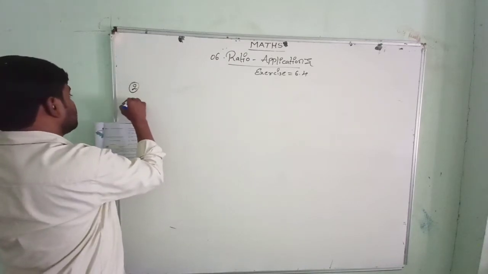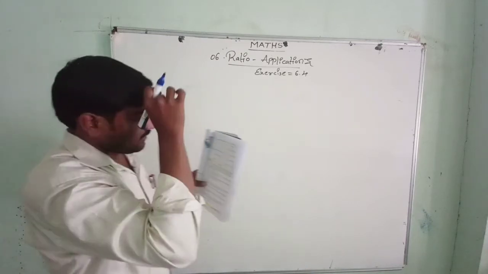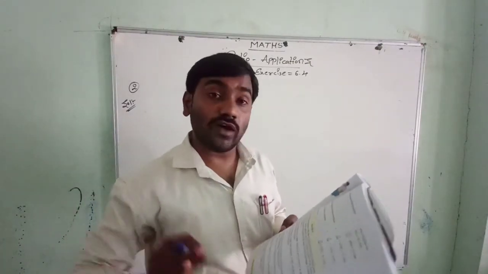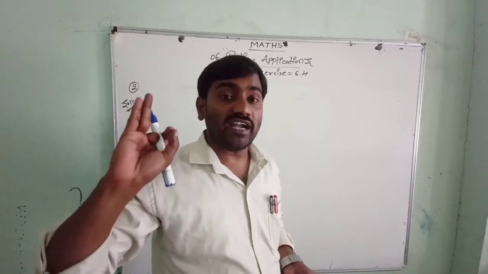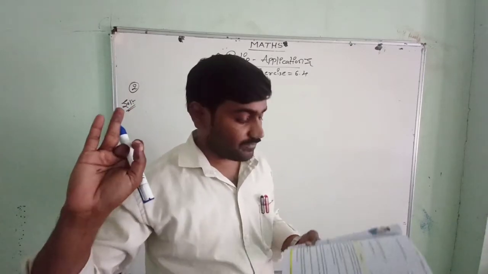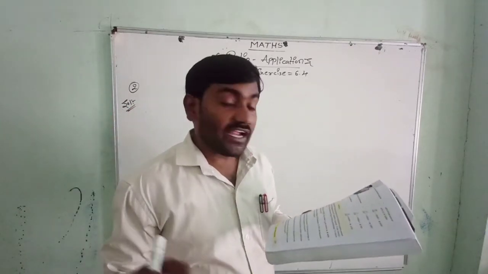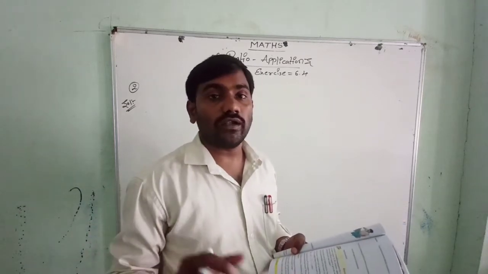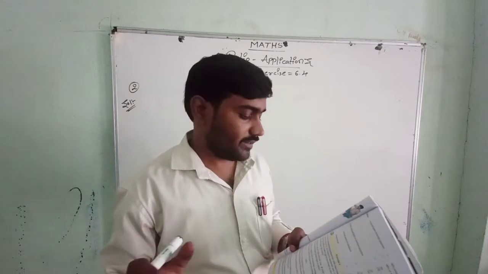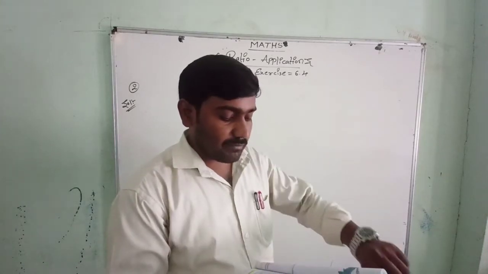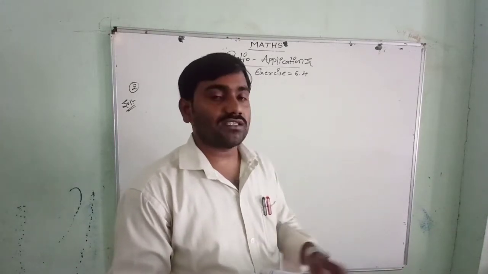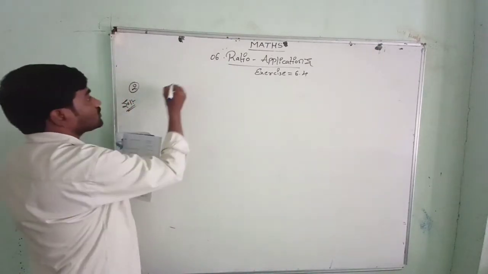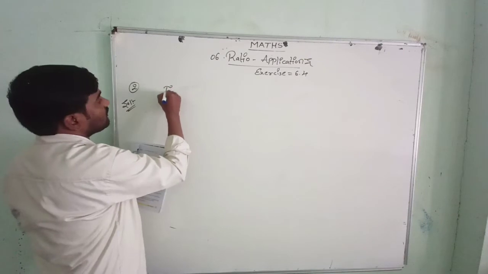Second question solution. Last year the cost of 1000 articles was rupees 5000. This year it goes down to 4000. So what is the percentage of decrease in price? What is the percentage of decrease in the price?